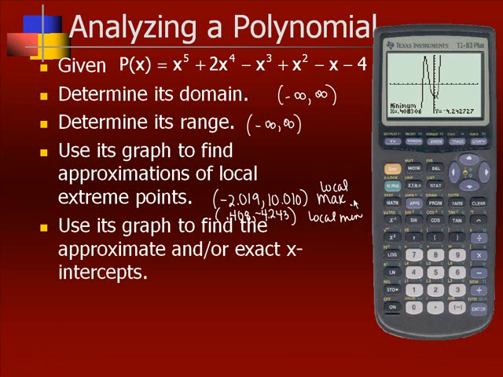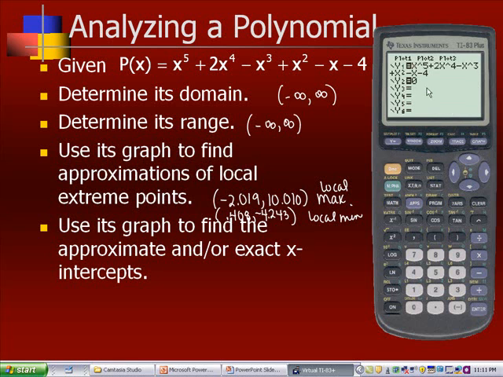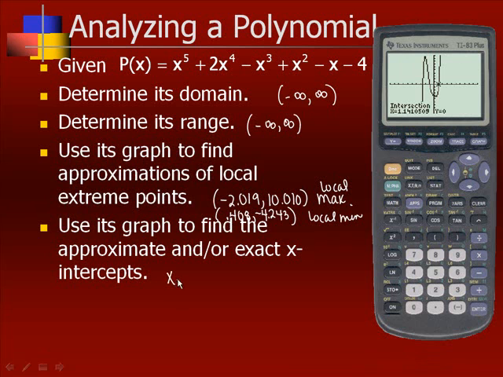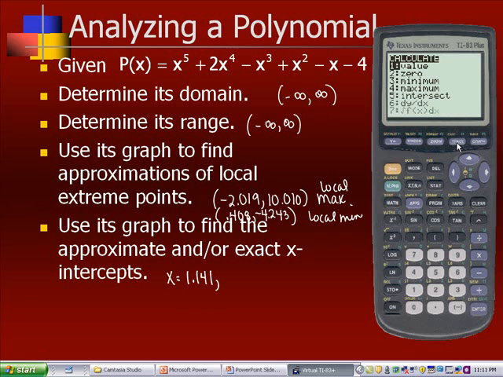Then it says use its graph to find the approximate and or exact x-intercepts. Well, we know there's 3. It looks like one is at 1, one is at -1, and one is between -2 and -3. We can find them. Just make sure we've got the equation in y1, y2 is 0. Second, calculate where they intersect. Enter, enter, enter for the first curve, which would give us an intersection at x equals 1.141. I'm glad we didn't have to just guess and go with it.